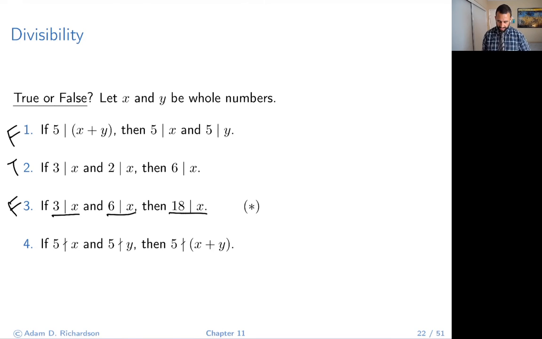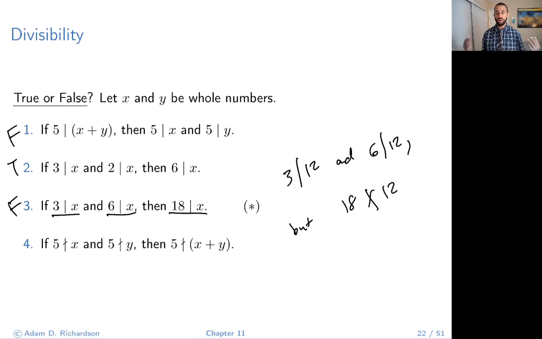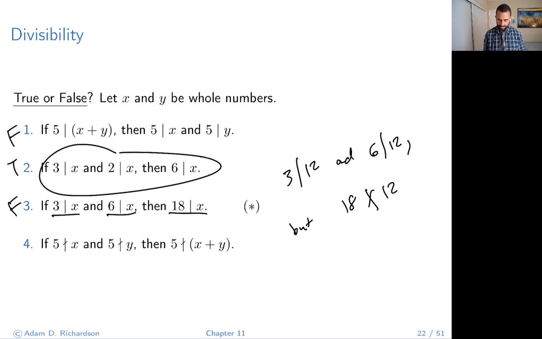There's something different about this one and the one above, right? But I can find a counterexample pretty easily. For example, 3 divides 12, and 6 divides 12 also, but 18 definitely does not divide 12. So this is definitely a false statement. But what went wrong? Because up here, we were able to show that it is definitely true.